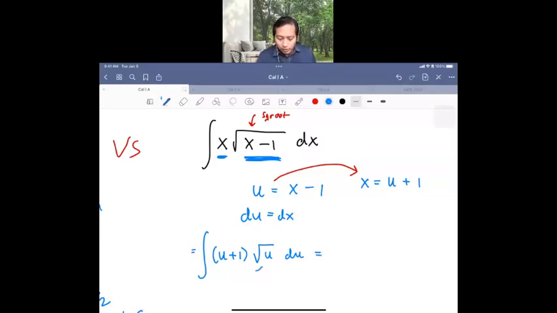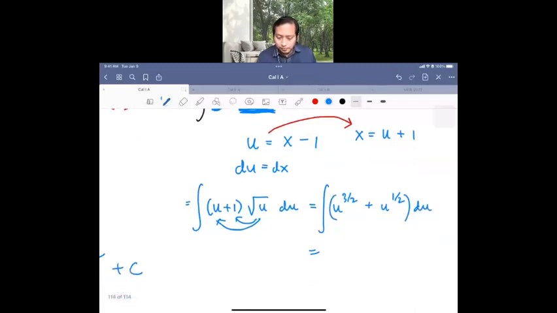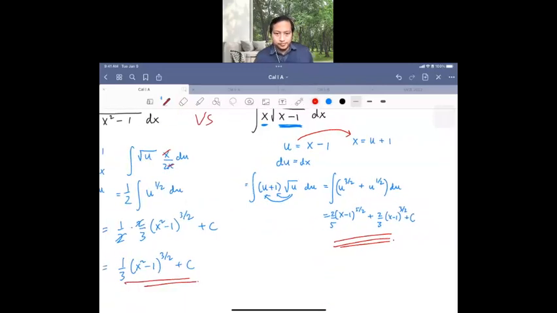And if we solve this one by one, this will be the integral of u^(3/2) plus u^(1/2) du. And this will be, let me write u in terms of x, so x minus 1: (2/5)(x minus 1)^(5/2) plus (2/3)(x minus 1)^(3/2) plus C. That will be our answer.